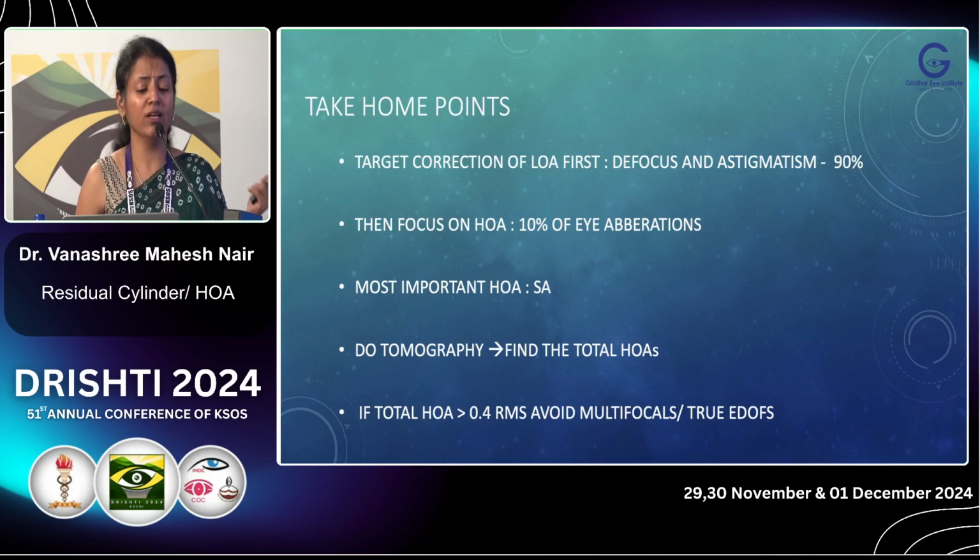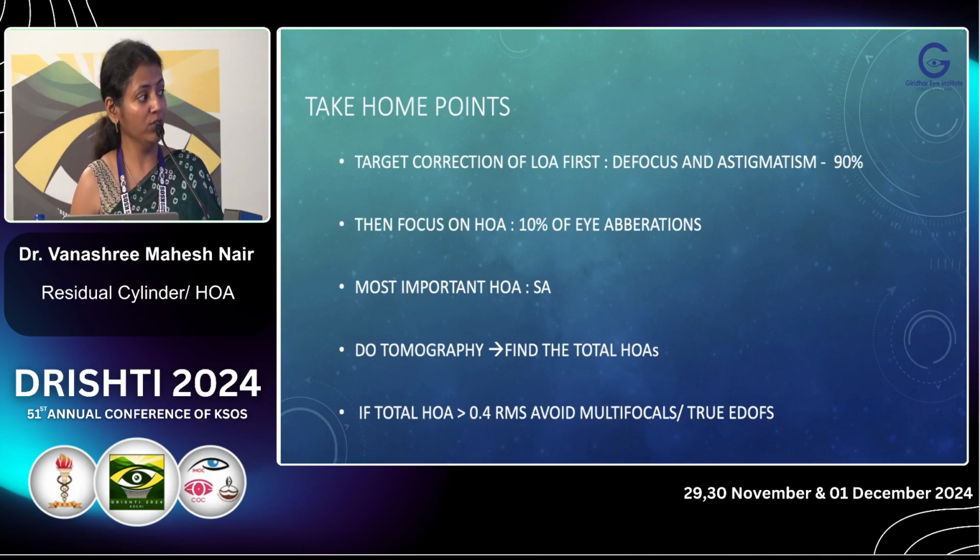Take home points quickly. First and foremost, target the lower order aberrations, correct your defocus and astigmatism, your 90% problem is solved. Then focus on the higher order aberrations. Most important being the spherical aberrations. So do tomography to find out your higher order aberrations. If they are more than 0.4, then you avoid the multifocal lenses. Otherwise, you can safely go for the negative spherical aberration lens.